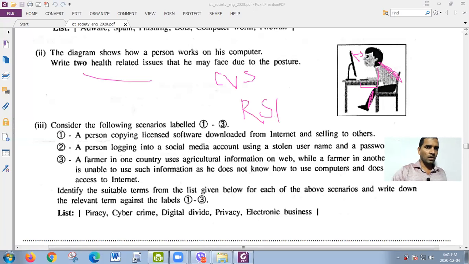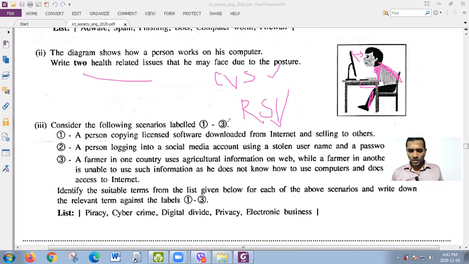So musculoskeletal, and even look at his shoulders. He's not leaning on the chair, right? So there may be shoulder pain, which may again be musculoskeletal. Since the shoulder is bent, this area can be affected, right? Maybe the shoulder backside is bent. So there may be some problems here, so even RSI is there. So CVS, RSI, and we are not sure about CTS, carpal tunnel syndrome, since it's a picture and we are unable to identify that. Sometimes that is also possible.